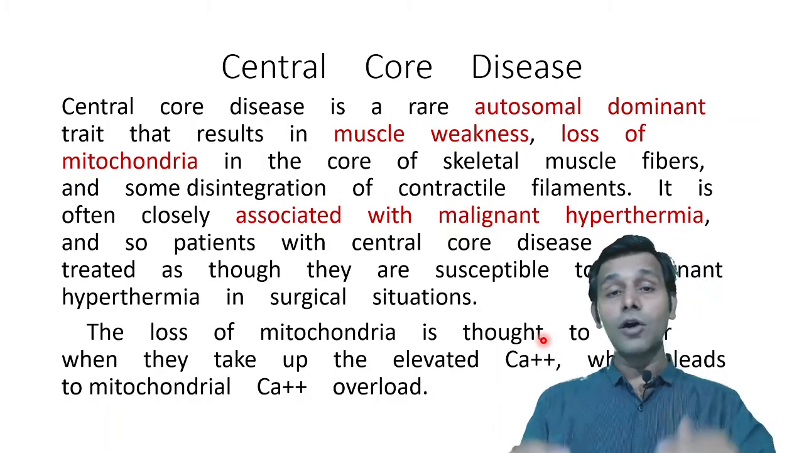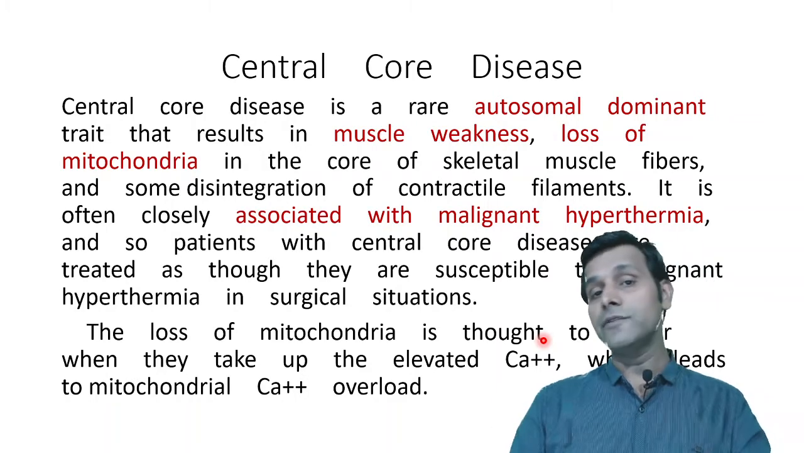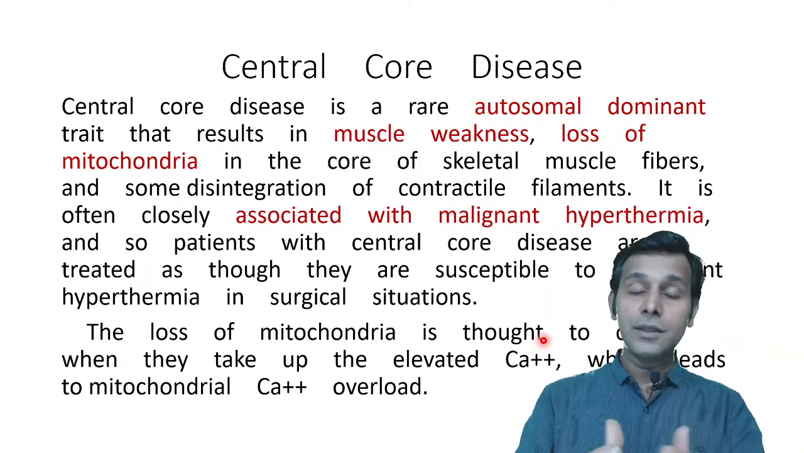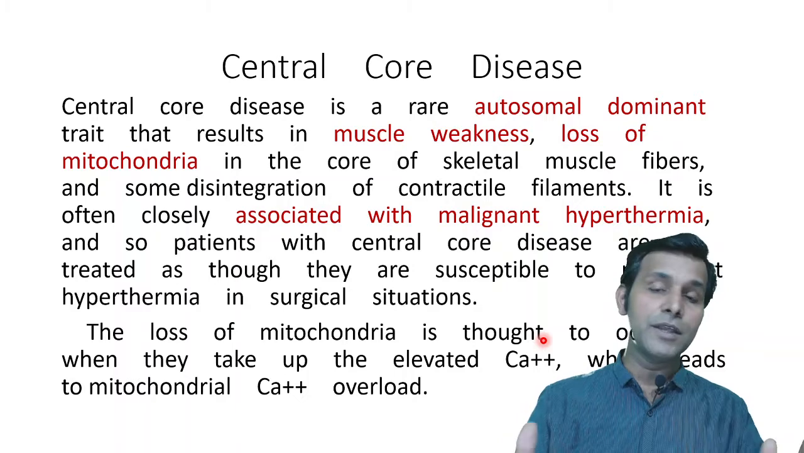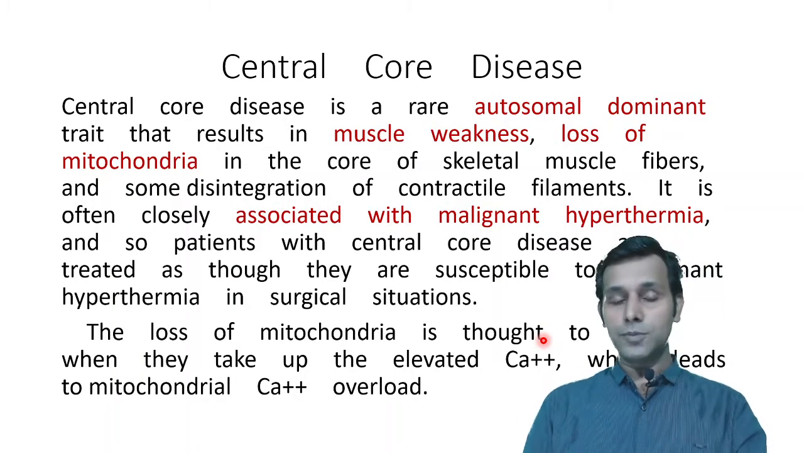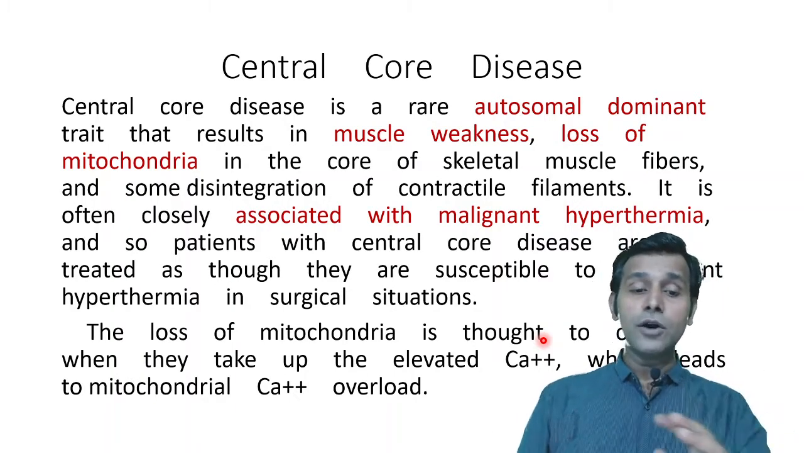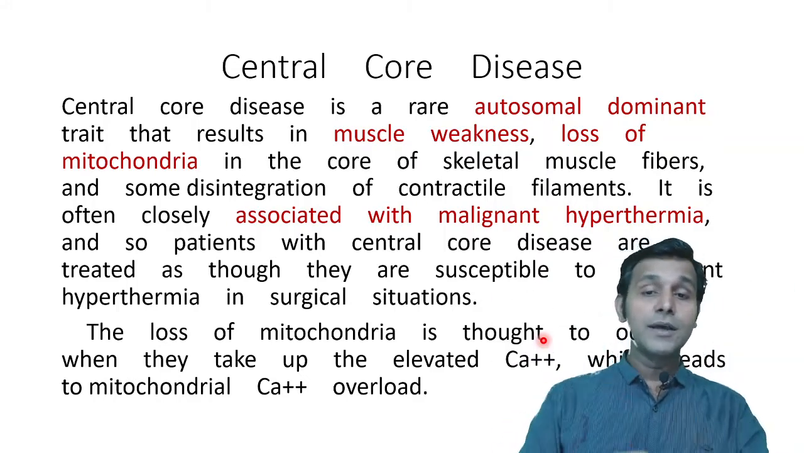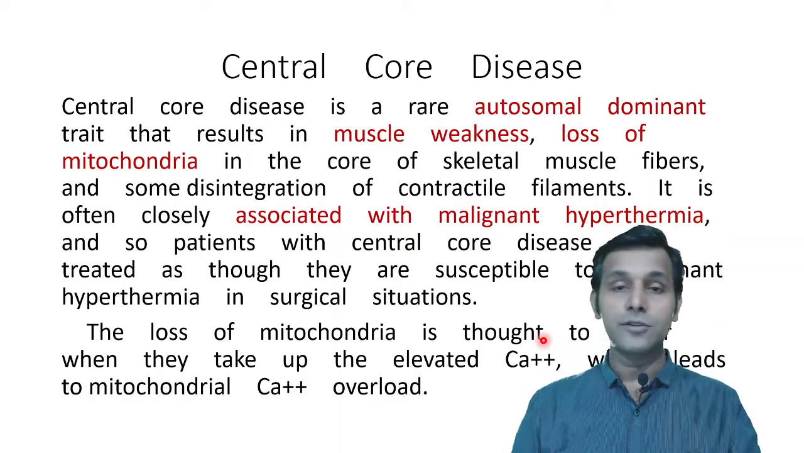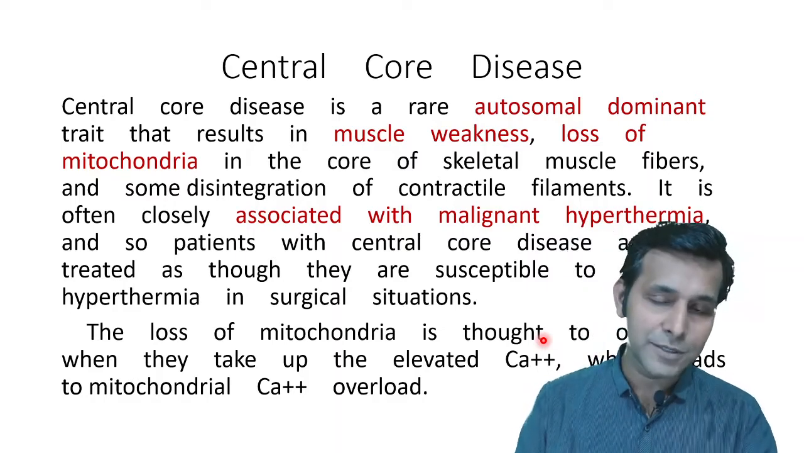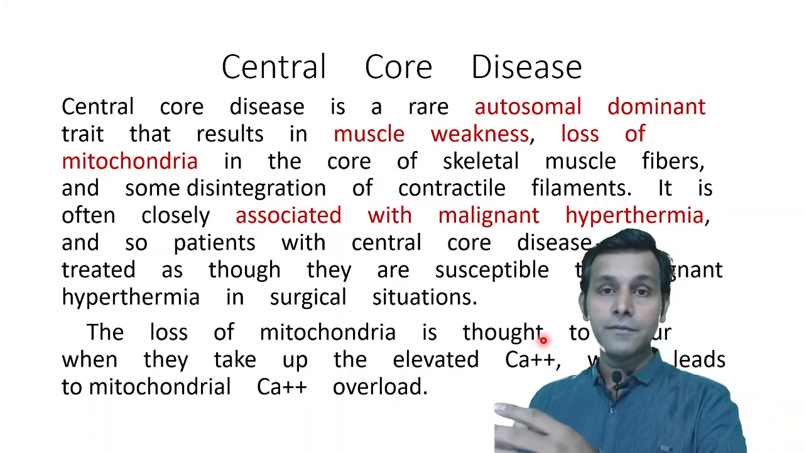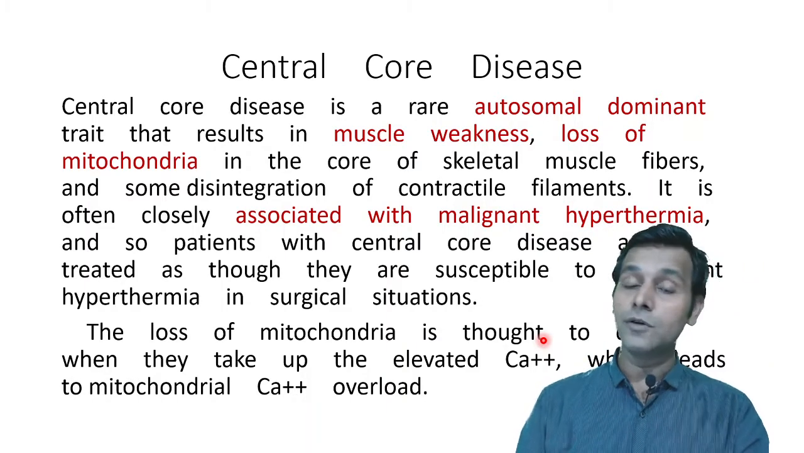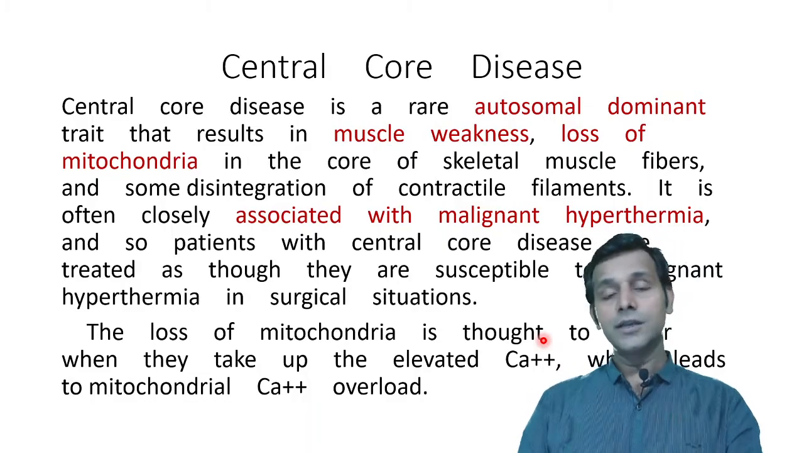This disease is also treated in line with malignant hyperthermia, because the overall basis of the disease is the same: increased calcium load in the cytoplasm. The loss of mitochondria can be because of increased calcium ions, and it can also be called mitochondrial calcium overload. There is also some destruction of the muscle fibers in this disease. So we have malignant hyperthermia and we have central core disease. Both of them are because of increased calcium ions in the cytoplasm.